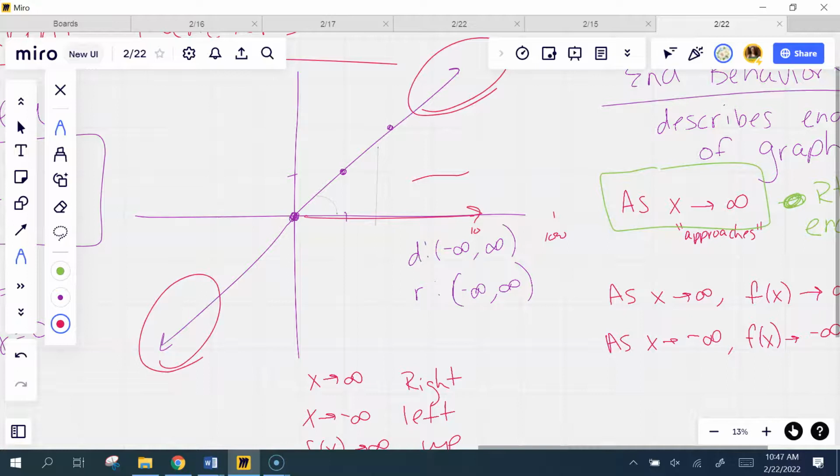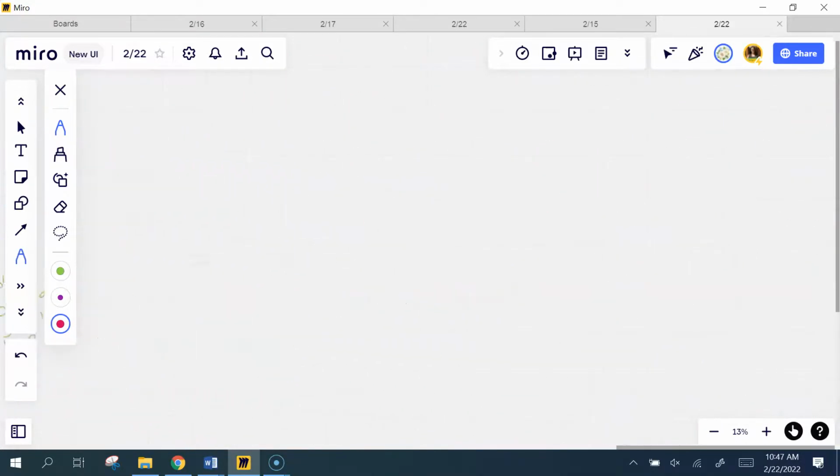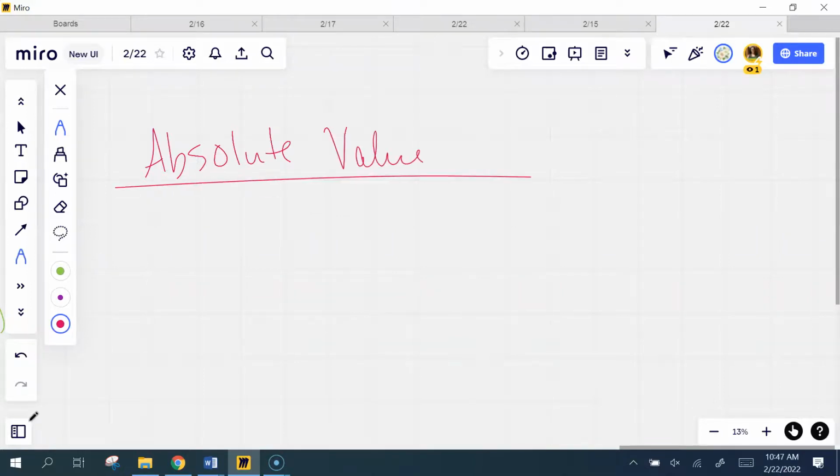Let's go to the next one, absolute value. This is kind of a boring day, and I'm sorry, because we are just defining parent functions here. You've done absolute value. What do you think the parent function looks like for absolute value? In other words, the equation. There's nothing else there. It's just the absolute value of x, and that's it. That's the parent function.